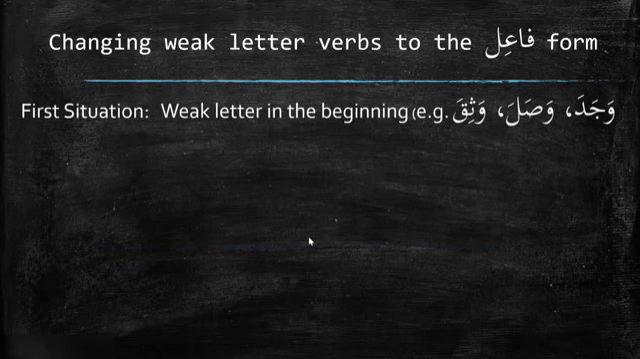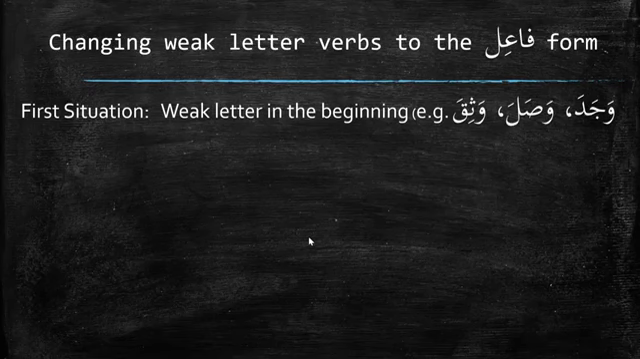Again, we've mentioned that the weak letter can come in three places, and by weak letters we primarily mean the waw and the ya. Although aleph is considered a weak letter, it won't begin a word. What's often referred to as an aleph is really a hamza, and it has its own rules. So we'll be looking at words that begin with a waw or with a ya. Now, the first situation is when the weak letter comes in the beginning.